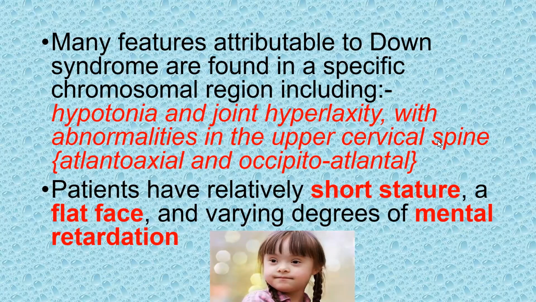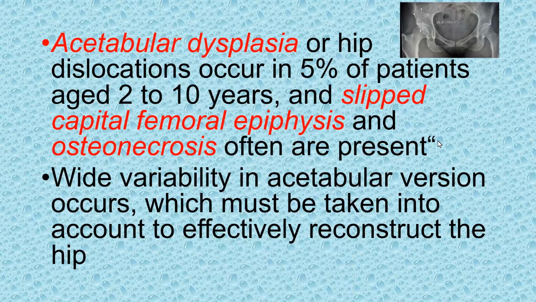Acetabular dysplasia or hip dislocation occur in 5% of patients aged 2 to 10 years, and slipped capital femoral epiphysis and osteonecrosis often are present. Wide variability in acetabular version occurs, which must be taken into account to effectively reconstruct the hip.